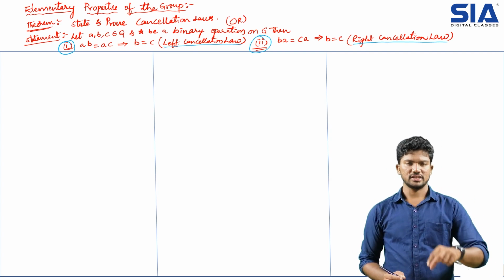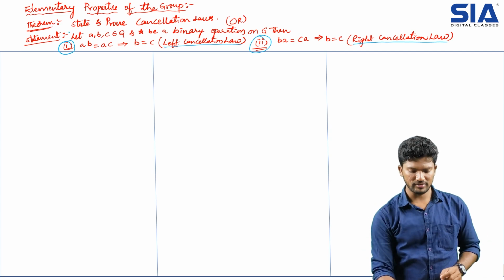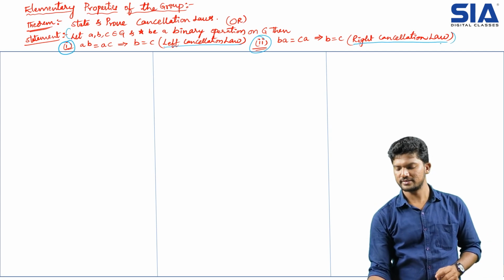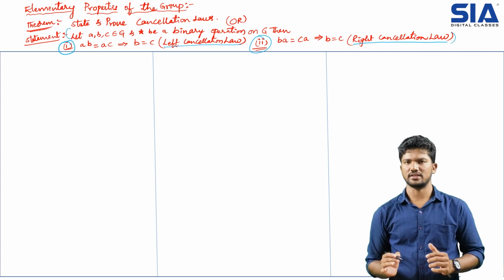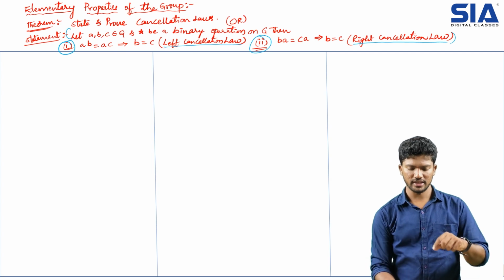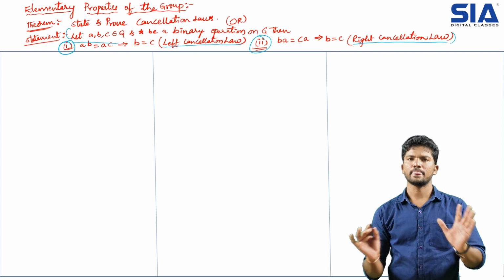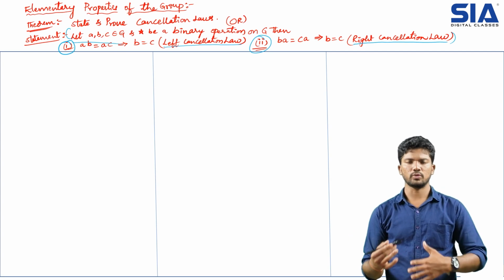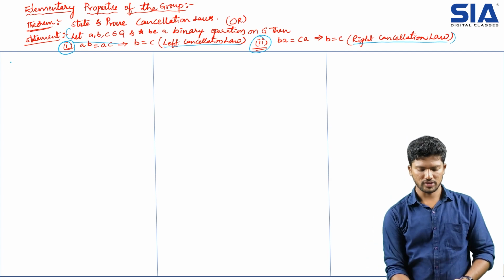In the examination, state means you have to write down the statement of this theorem only. This is the definition of the cancellation laws. State means the total statement of the theorem. Prove means we are going to prove it now. So now see the proof.